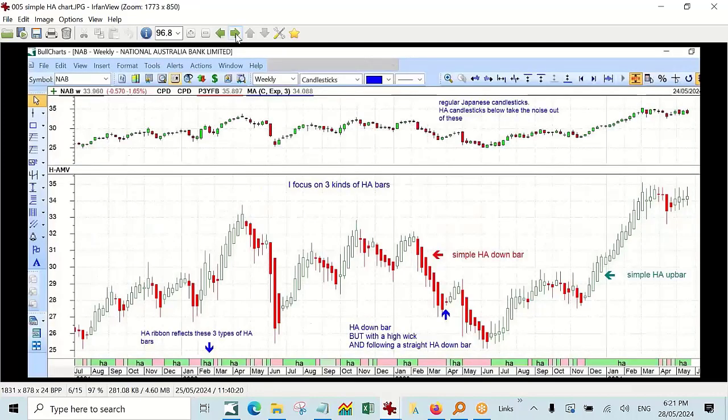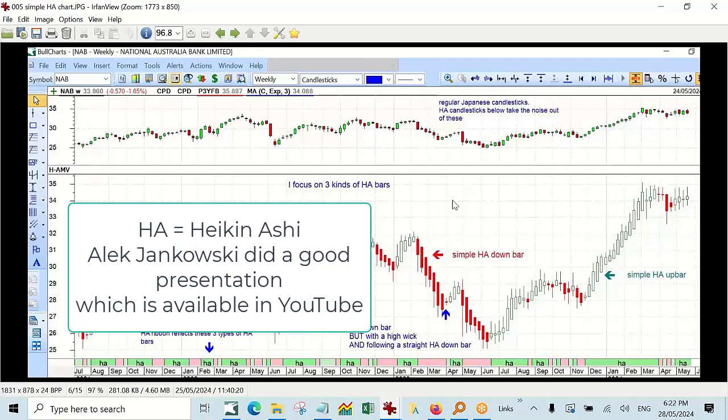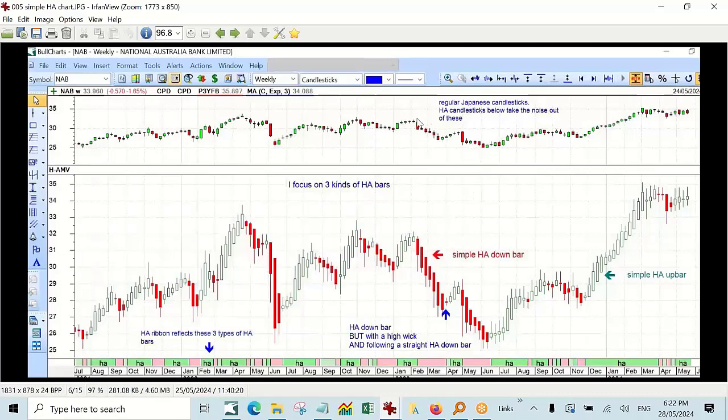Next, the second of my indicators. Just put yourself in a different frame of mind from the regular Japanese candlesticks at the top. Heikin Ashi, as Alec did a very good presentation a year or so ago on these. I think they're in the archives. And they take the noise out of your regular Japanese candlesticks at the top there. I'll show you the formula in a moment.